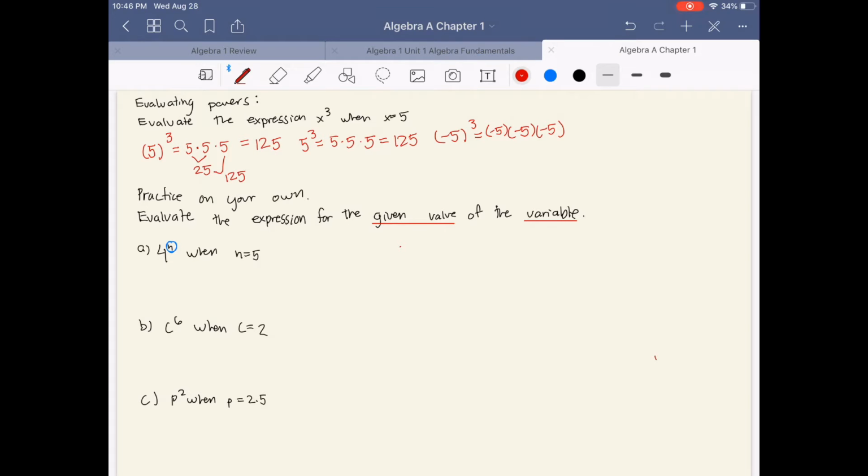Okay, so let's go through the process. So negative 5 times negative 5. Don't forget your negative rules. So a negative times a negative is a positive. So this is going to be positive 25. Now, lastly, positive 25 times negative 5. A positive times a negative is a negative. And 25 times 5 would be a negative 125.